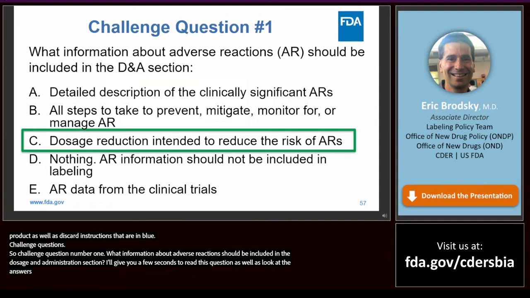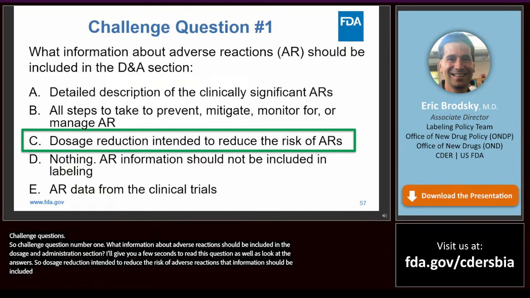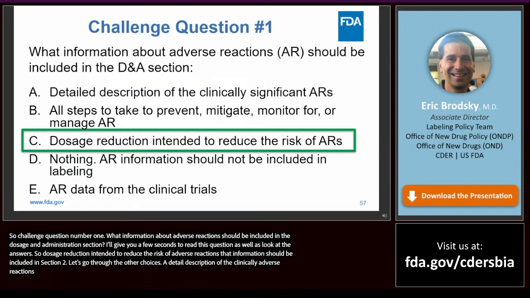So dosage reductions intended to reduce the risk of adverse reactions, that information should be included in section 2. Now let's go through the other choices. A, detailed description of the clinically significant adverse reaction or adverse reactions must be in section 5, the warnings and precautions section. It could also be in other sections of labeling, like section 6, adverse reaction section.